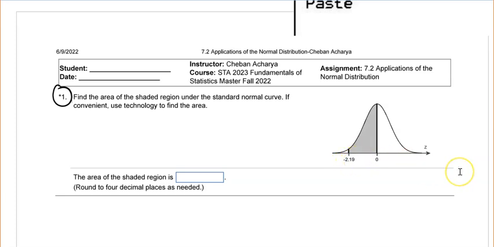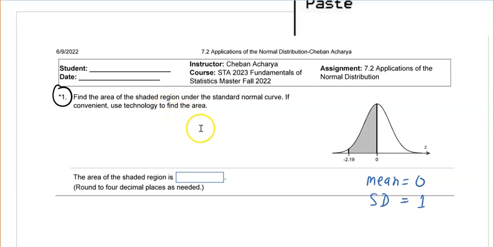Remember that 0 is the mean for the standard normal curve. Here the mean is going to be 0 and the standard deviation is going to be 1. For the standard normal curve, the mean is always 0, the standard deviation is 1, and you try to find the area of that shaded region. And it says use the technology.